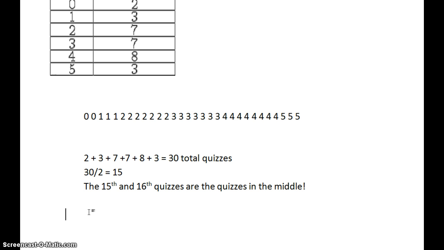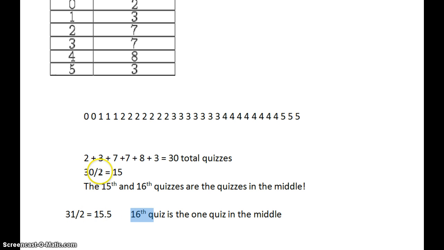Just for the sake of argument, if there were 31 people in this class and we divide it by 2, that gives us 15.5. Anytime it's an odd number, like 31, there's only one quiz in the middle. And when you divide by 2 to try to find the middle, you'll get a decimal, because we're dividing an odd number by 2. And you always have to round up. So here it'd be the 16th quiz is the one quiz in the middle. So if you get an odd number, there's just going to be one in the middle. Divide by 2 and round up.